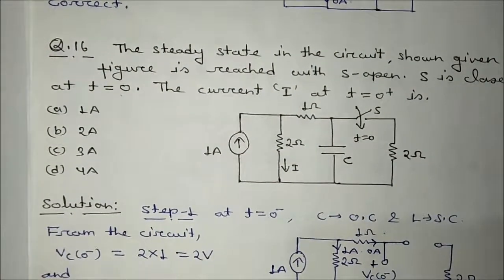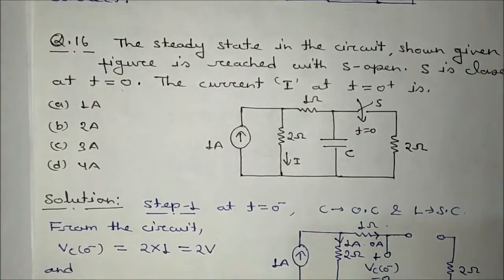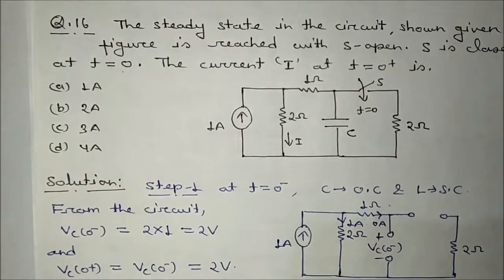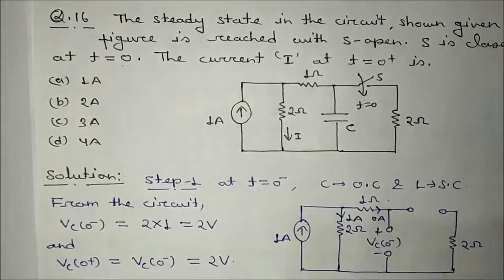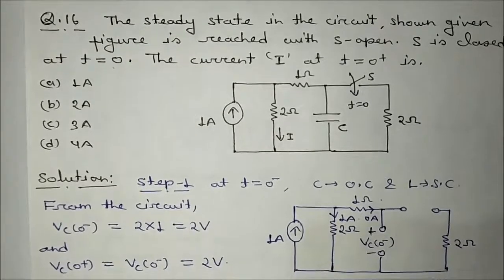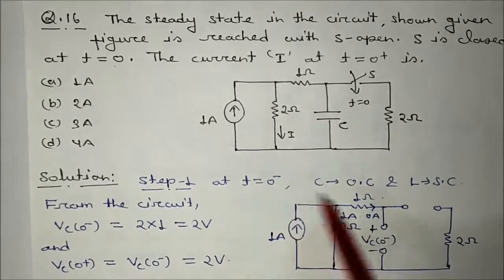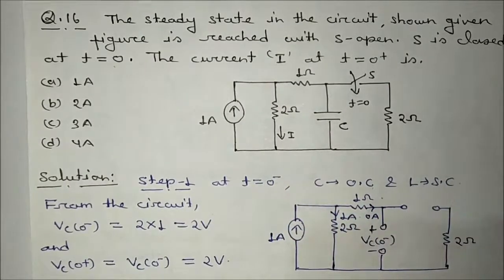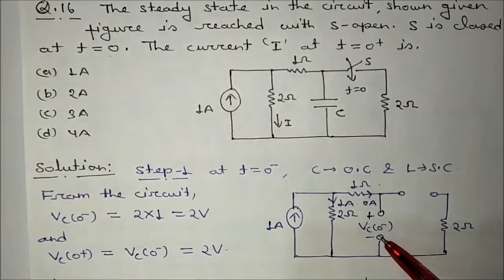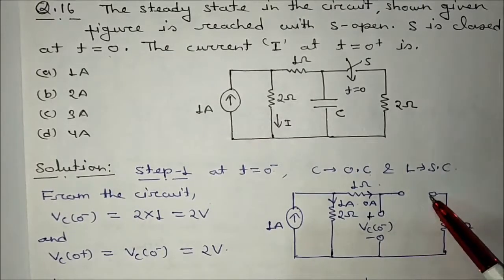In the steady state circuit shown in figure reached with S open, when S is closed at t equal to 0, the current I at t equal to 0 plus will be. In the same manner we will do step 1. At t is equal to 0 minus, C will be open, L will be shorted. Make it open, C will be open, switch is open for t is equal to 0 minus.